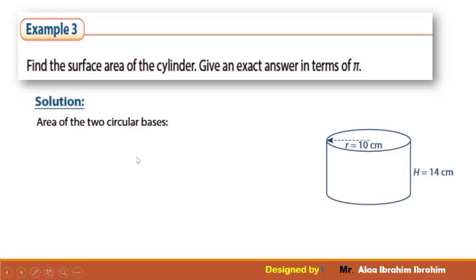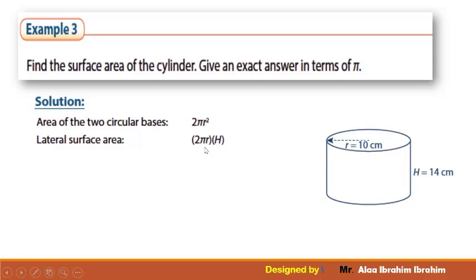The radius here is 10. So pi r squared, and because I have two circles, I multiply by 2. Then 2 pi r times height. This is the lateral, because to find the lateral I make it times height. 2 pi r times height. This is the lateral surface. Remember how to find the lateral surface?